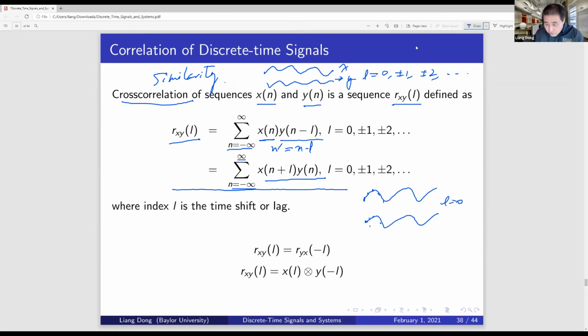And then you shift the y a little bit, to make it start from here. So this is L equal to 1. You do the same thing. You multiply all these points, piecewise multiplication, and then add them together. That's the value of R. If those two signals are very much the same, are similar, then you will have a large number. If they are different, because you average over a long period of time, the chances are you'll get a very small number, close to 0.